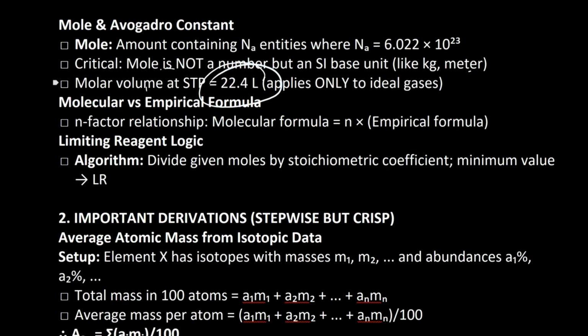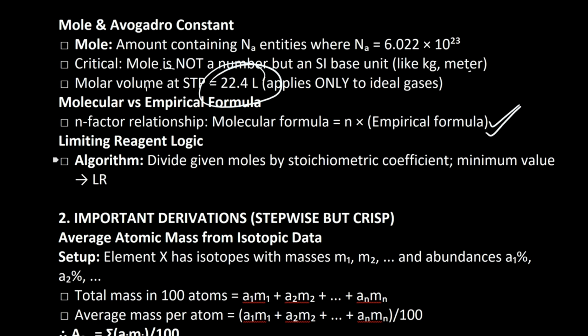Then molecular and empirical formula. This type of question they were asking again and again by giving the percentage composition. Then the next one is limiting reagent type of question. What is limiting reagent? It gets consumed first and is responsible for stopping the reaction, right?